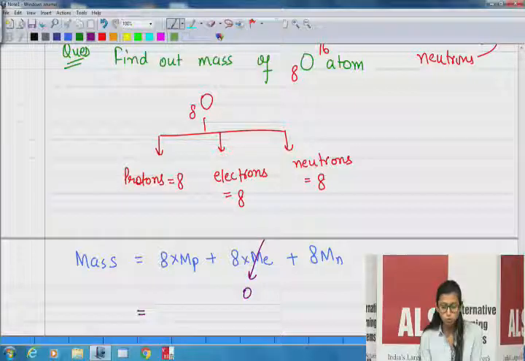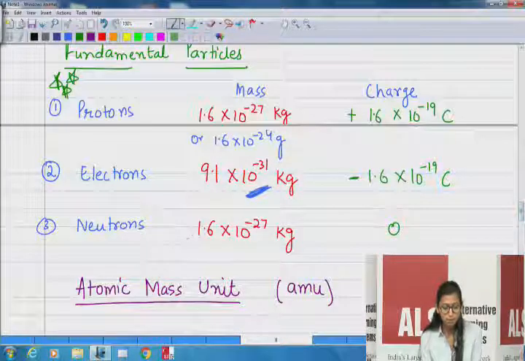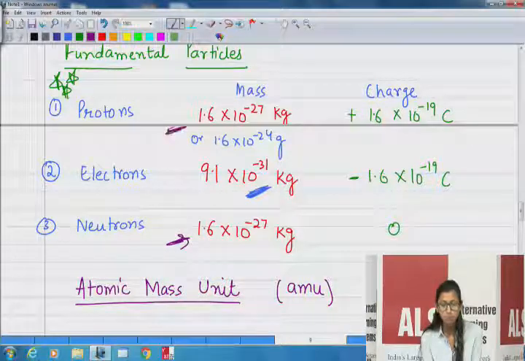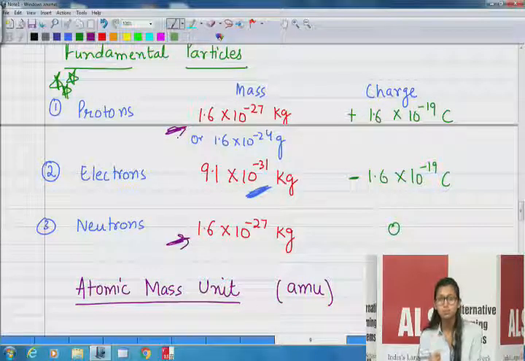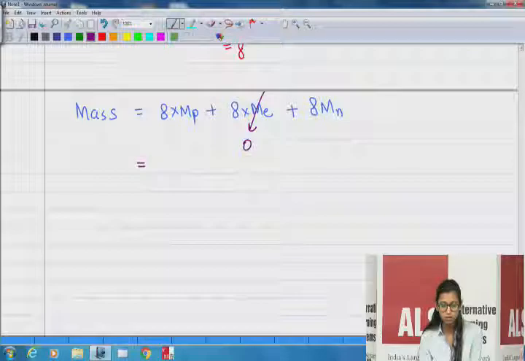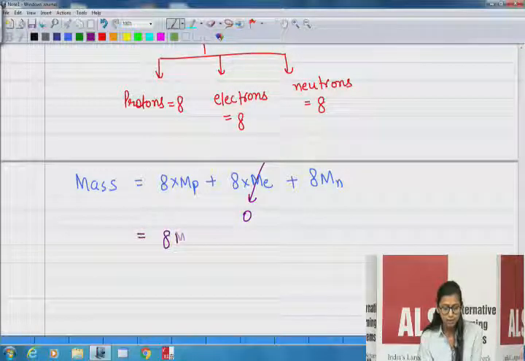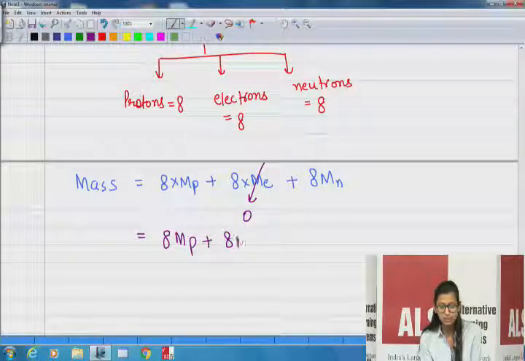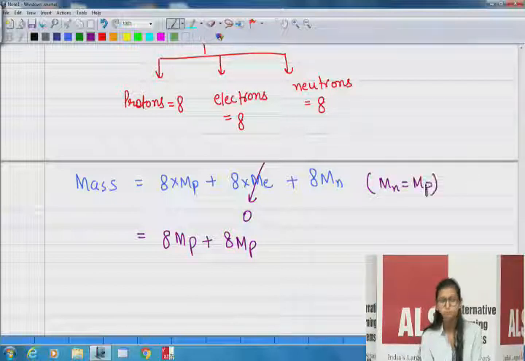So what I can do now, look at the screen again, the mass of the neutron and the proton are the same. The mass of neutron and proton are the same. So can I replace it with this one, 8 mp plus 8 mp. I am writing mn is equal to mp. You are getting it? It's long.